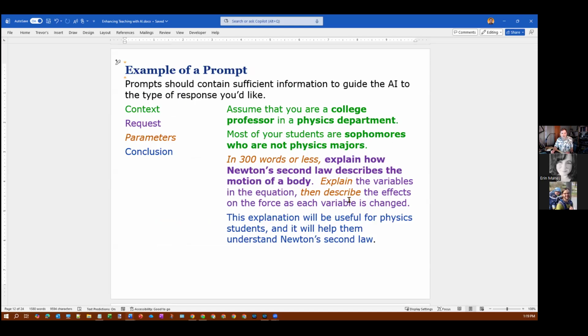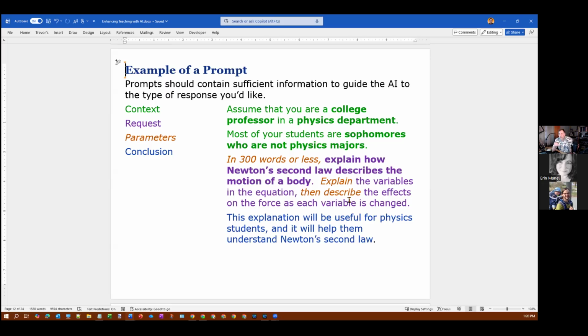So here's an example of a prompt. I have color coded this, and I realize color coding isn't the best way as far as accessibility is concerned. But notice I'm giving it some context. Assume that you are a college professor in a physics department. Most of your students are sophomores who are not physics majors. Those are important bits of information if I want to use this as a professor. And notice that I'm telling the AI to take on a persona of a college professor in a physics department.